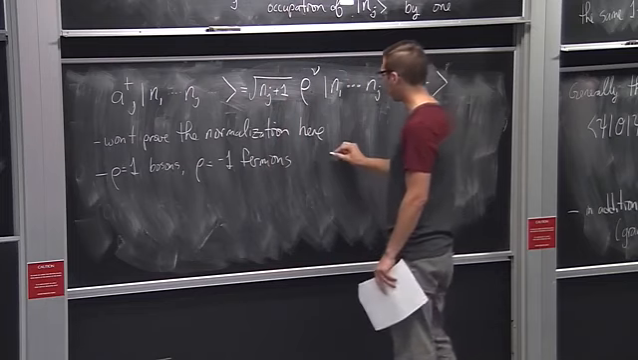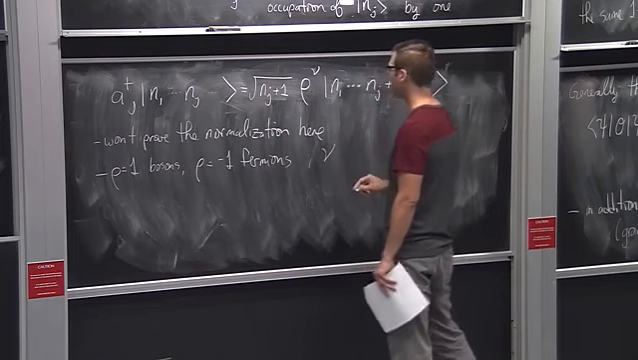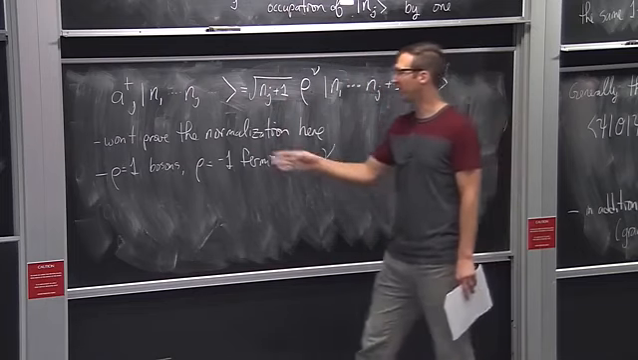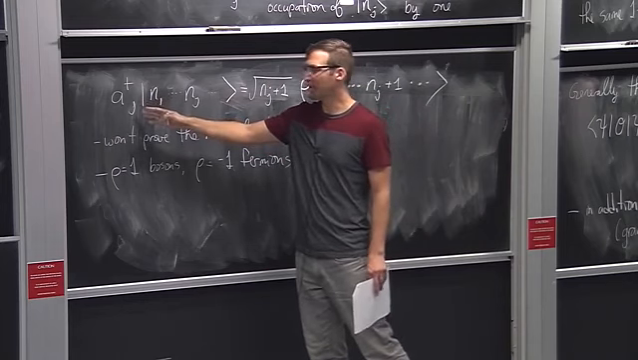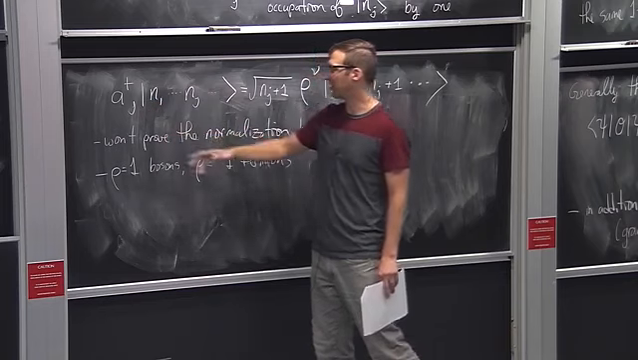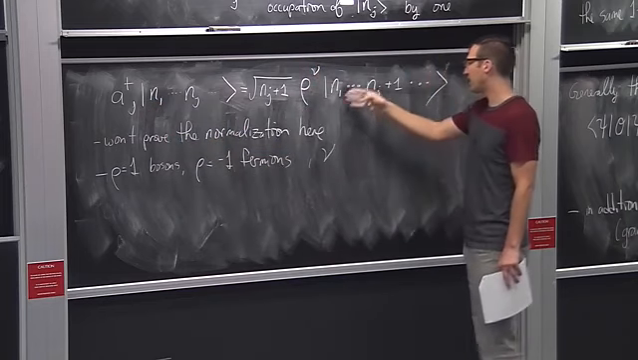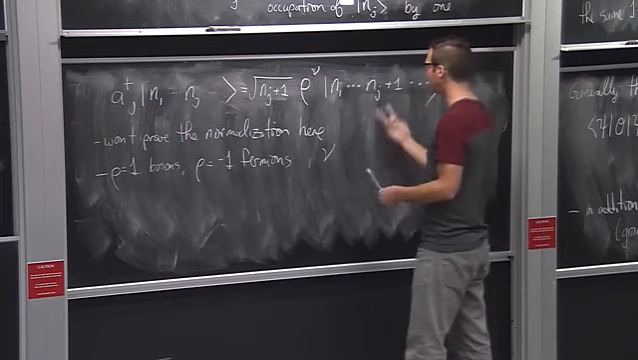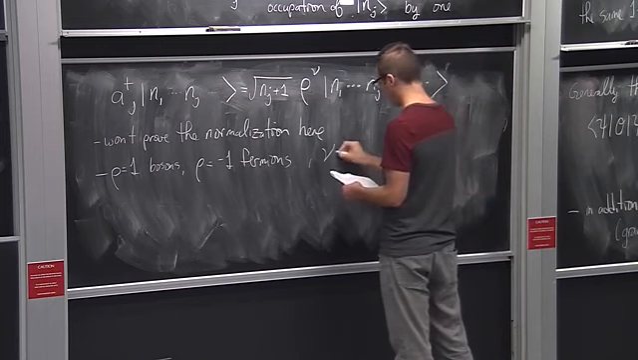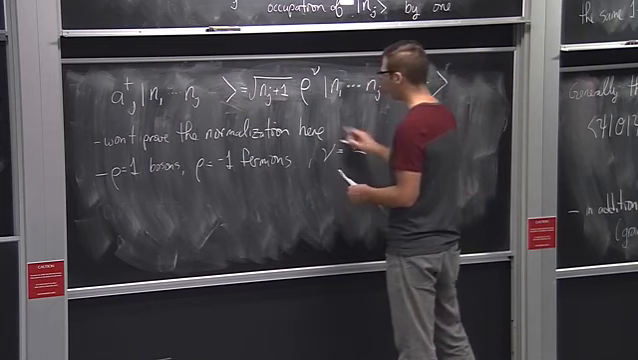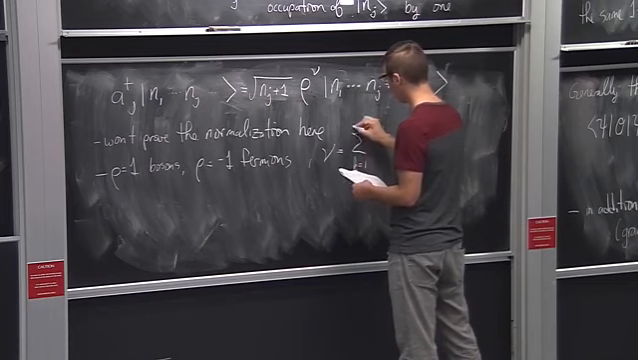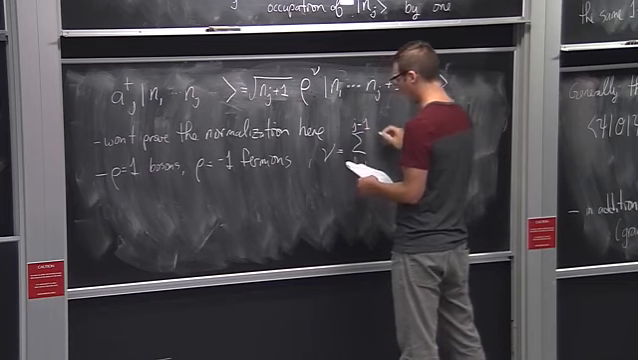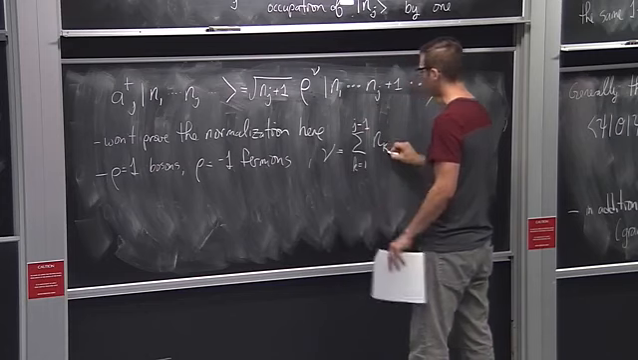And you can't really escape the fact that when you use a creation operator to raise the number of particles in a state, you have to permute that through the whole state to get it to the right position. Without proof, that gives you this rho to the nu factor, where nu is just the sum of occupancies before J.